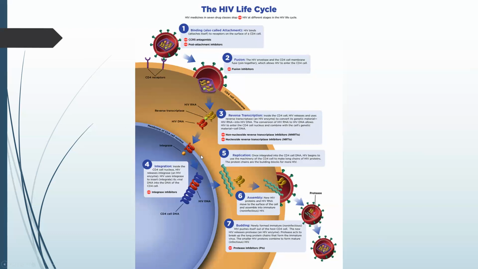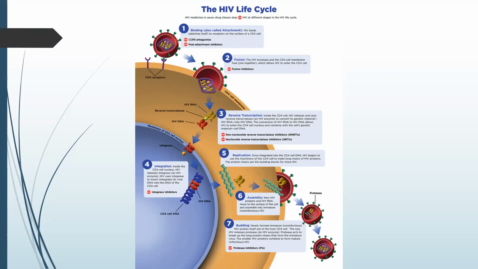Then the next one is integration inside the CD4 cell nucleus. HIV releases integrase, an enzyme that HIV has. HIV uses integrase to insert or integrate its viral DNA into the DNA of the CD4 cell. So it integrates its DNA with the CD4 cell or our DNA. And then it kicks out something. So another medication that they have discovered is called an integrase inhibitor. So it simply inhibits that enzyme that the HIV produces.